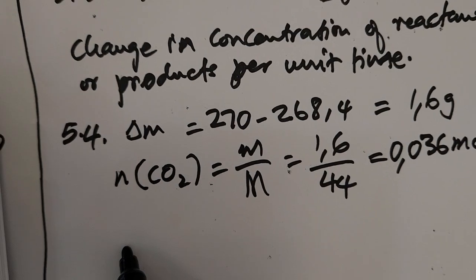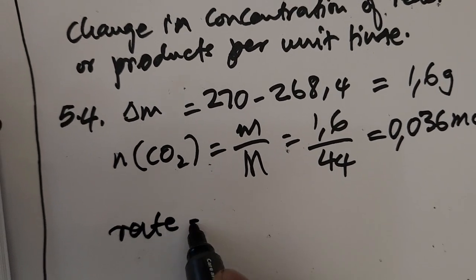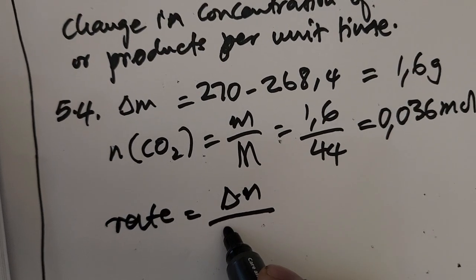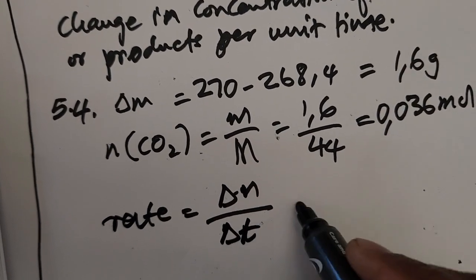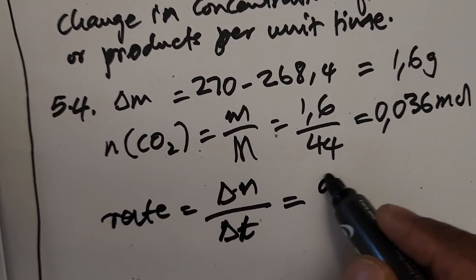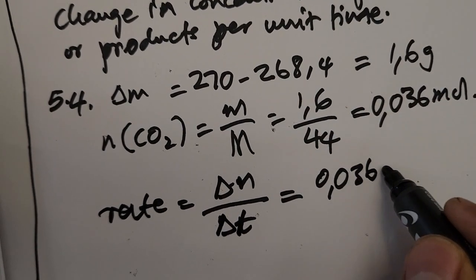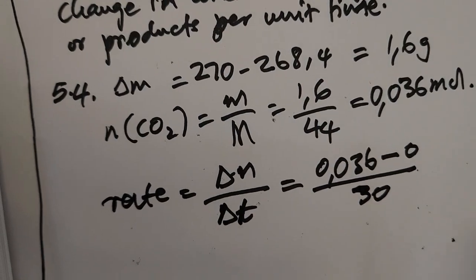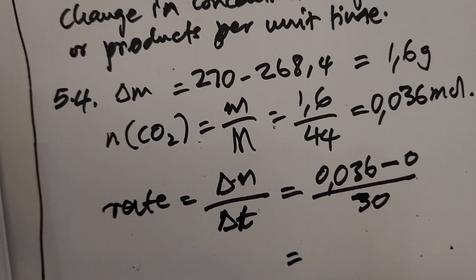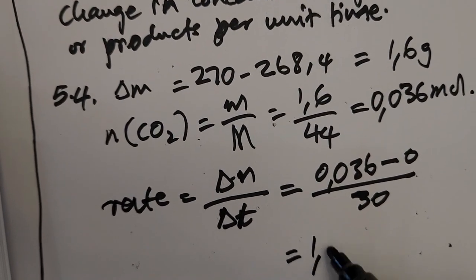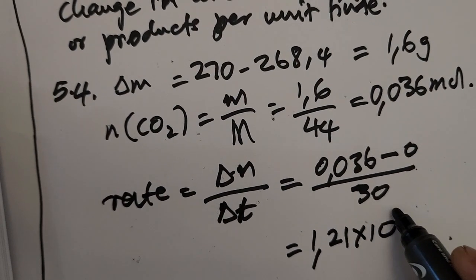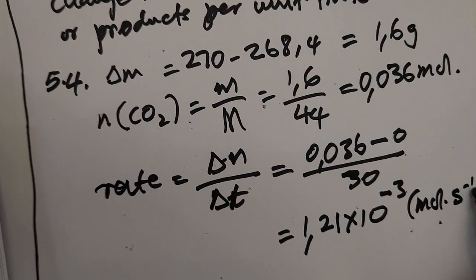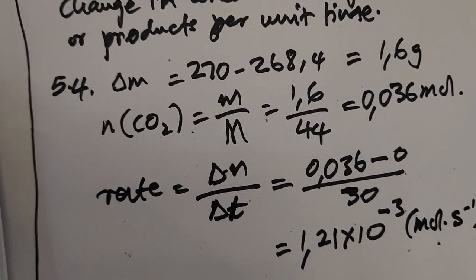Fine. From this, now they say calculate the rate, remember. The rate will be change in moles over change in time. This will give us 0.036 minus 0 divided by the time, which is just 30 seconds. You can write 30 minus 0, just 30 seconds is fine. Then the answer will be 1.21 times 10 to the exponent minus 3. So mole per second is part of the question. You can write it or not write it, it is fine.